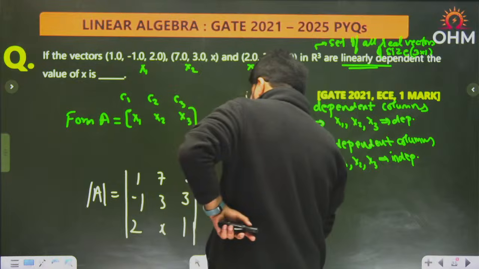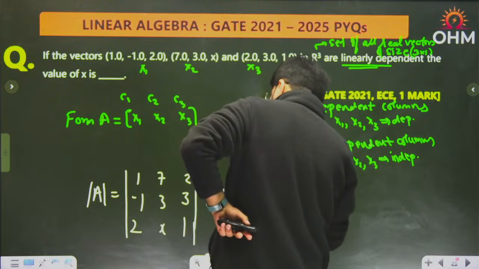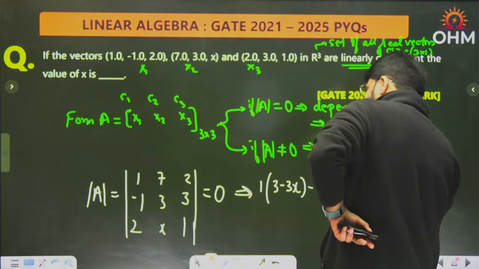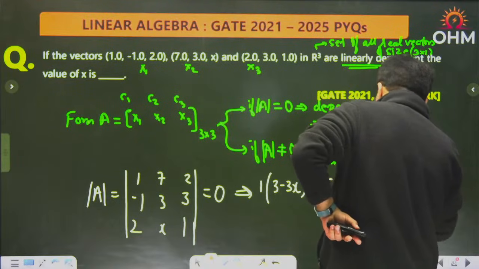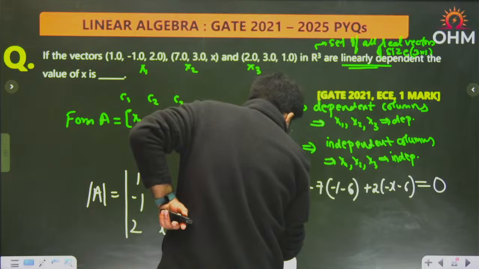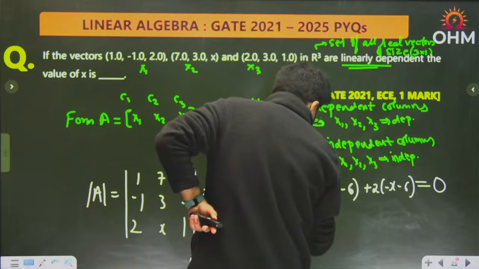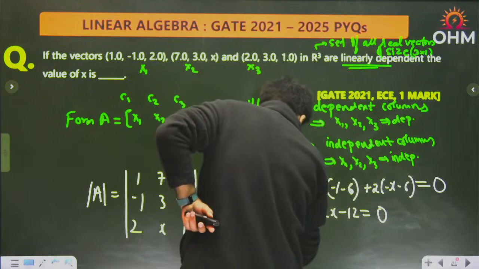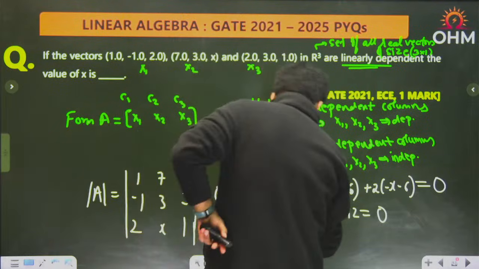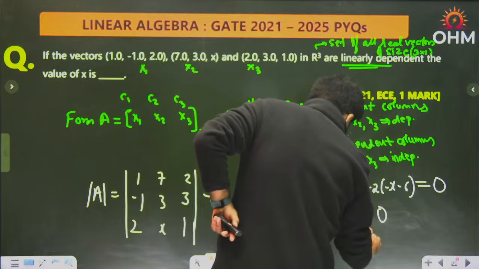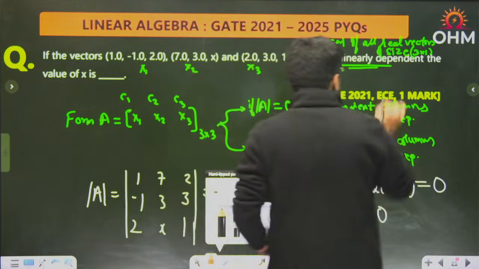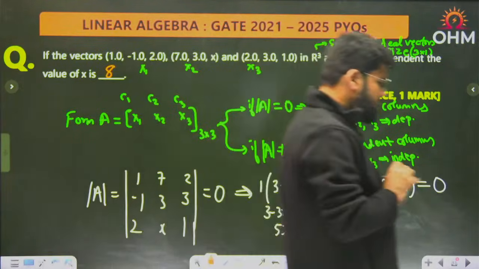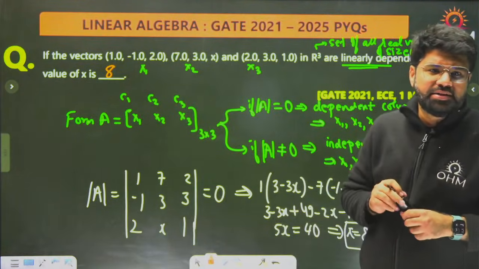Now I'll form the determinant: 1 times (3 minus 3x), minus 7 times (minus 1 minus 2, which is minus 3, so plus 6 inside), plus 2 times (minus x minus 6), equal to 0. So 3 minus 3x minus 7 plus 49 minus 2x minus 12 equals 0. So 5x on one side, and the other terms are 52 minus 12, which is 40, so x equals 8. Yes, x equal to 8 is the correct answer.